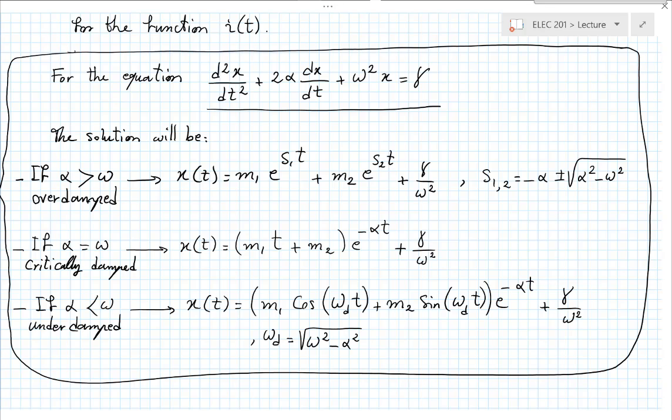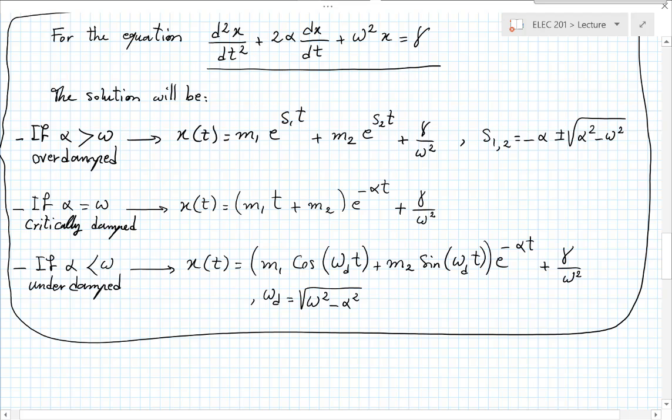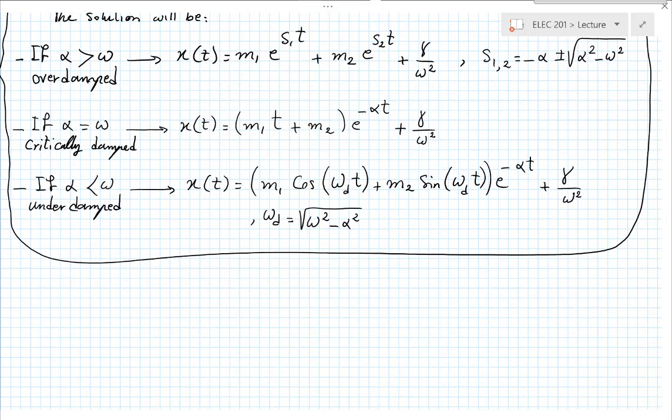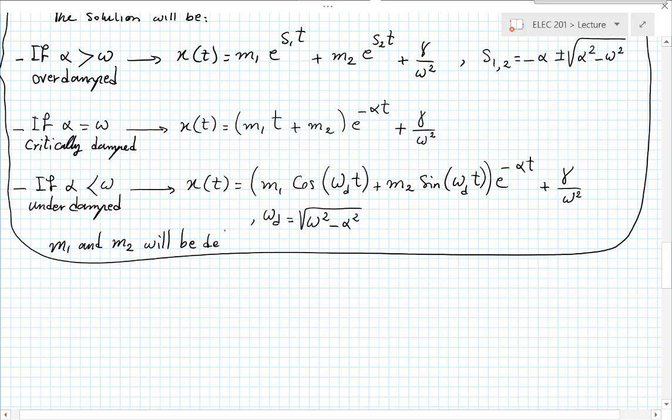But there is M1 and M2, for which I haven't given any value. Where should I find those from? Initial conditions. Is that what you wanted to say? Thanks. So M1 and M2 will be, in all cases, determined using initial conditions.